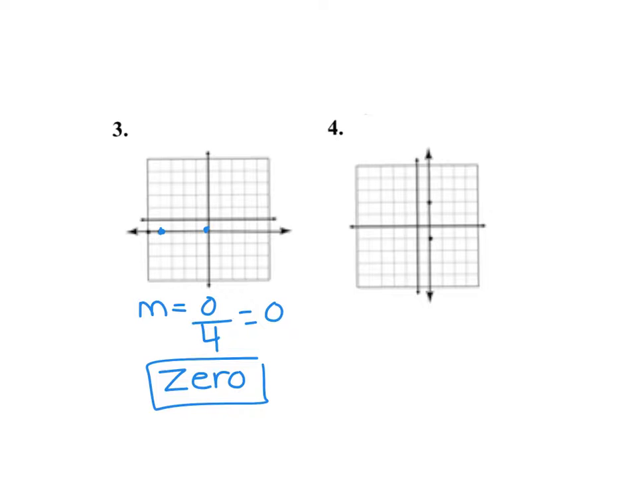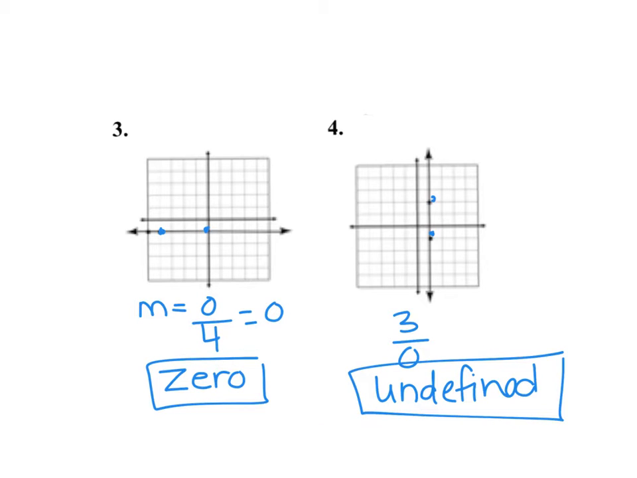For our next one, we're looking at a vertical slope. And if you'll notice, if I take the 2 points here, I go up 3 and I go over 0. Well, you can never have 0 on the bottom of a fraction, because I could never have 3 of nothing if I didn't have anything. So this is going to be called undefined. So when you've got the vertical slope, that's going to be an undefined slope.